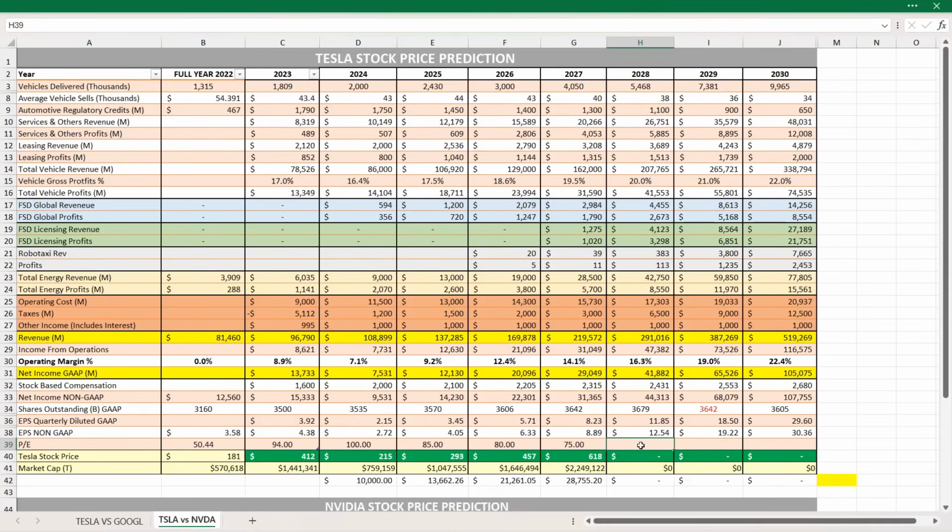Moving on to 2028. You've got FSD global revenue increasing by 80%. You've got FSD licensing tripling, because now I see a whole bunch of other companies coming in as well. At this point, the advantage is, can your car drive autonomously? If it doesn't, you're at a very big disadvantage. That's how I'm seeing it.